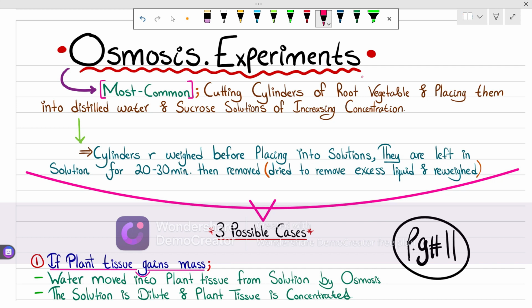To perform this experiment, the cylinders are first weighed before placing into the solutions. Then they are left in the solution for 20 to 30 minutes. Then they are removed, dried to remove excess liquid, and then re-weighed again. So first, you weigh them, place them into solutions, leave them for 20 to 30 minutes, then remove them, dry them to remove the excess liquid, and re-weigh them.